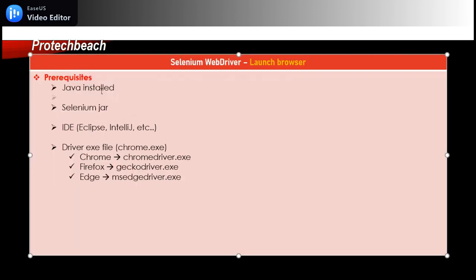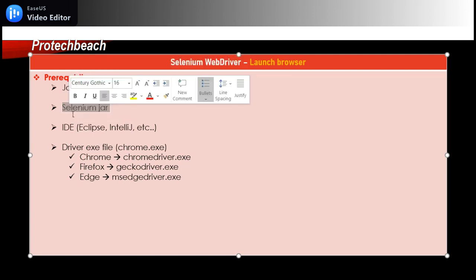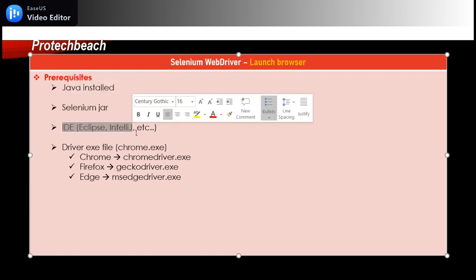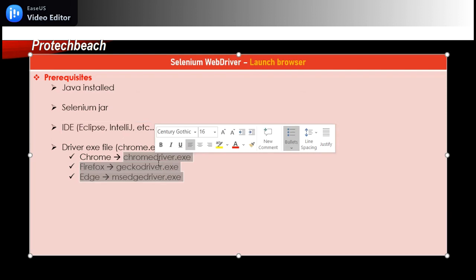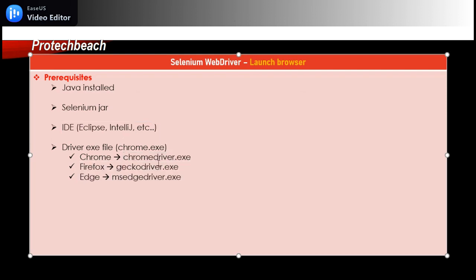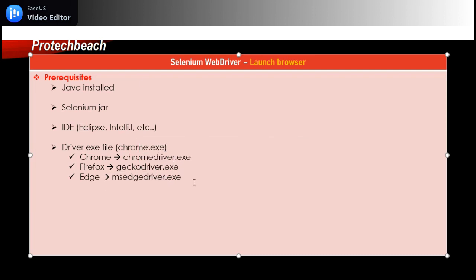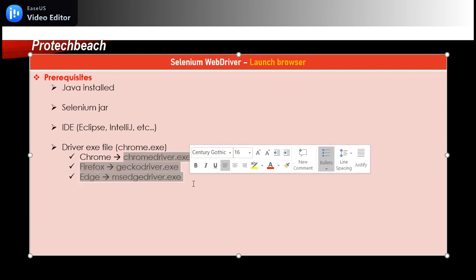In order to do this, we need to install Java in your system, as well as download the Selenium jar, and you should place it in your framework and IDE, like Eclipse or IntelliJ, in order to write the code. And we also require some driver.exe files. For example, if you want to launch the Chrome browser, we need chromedriver.exe. Similarly, for Firefox browser, we need geckodriver.exe. And if you want to launch Edge browser, we need the msedgedriver.exe file. In this video we'll see how to download these files as well.